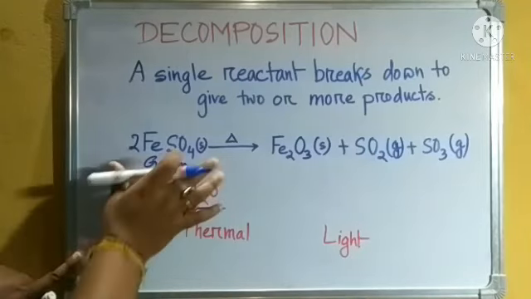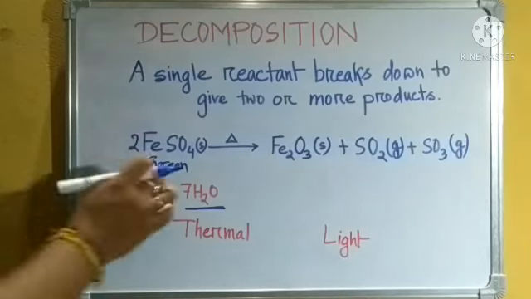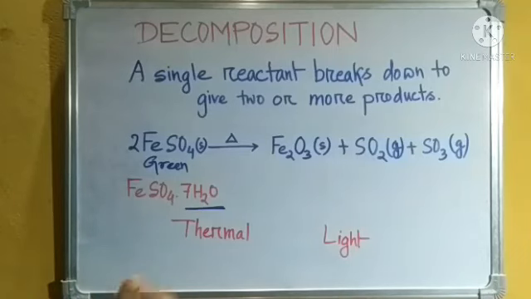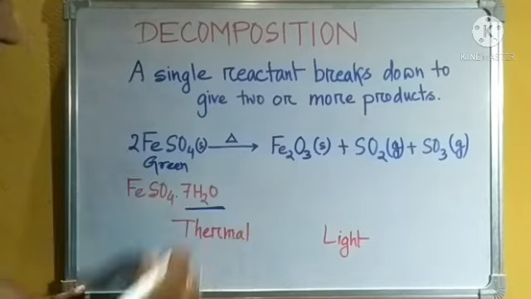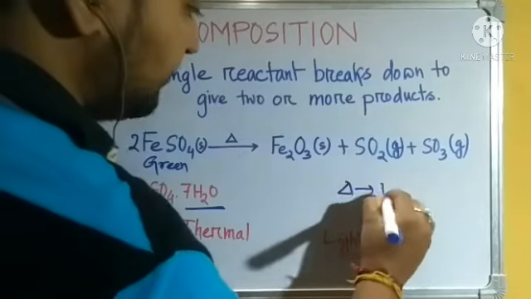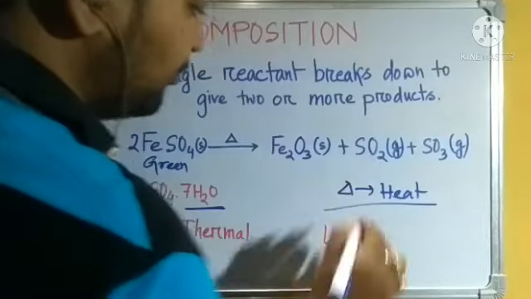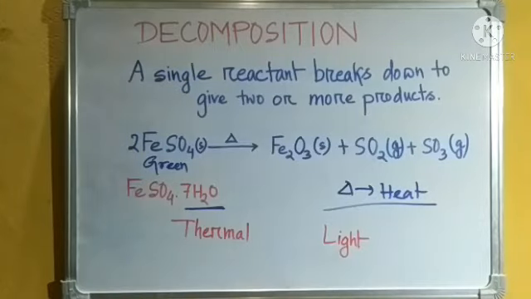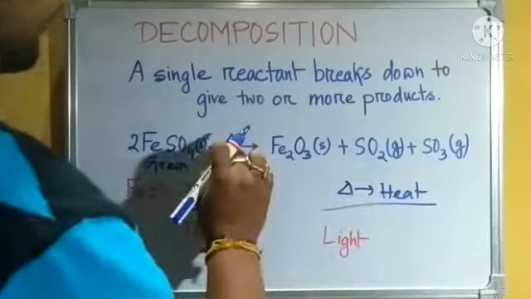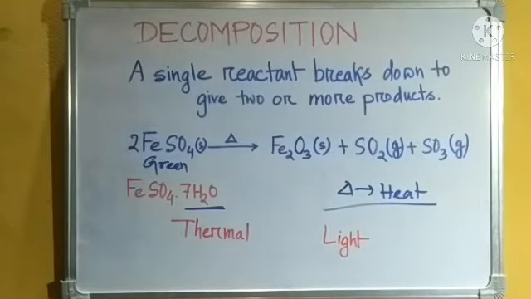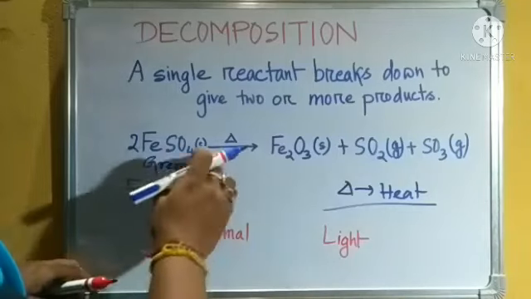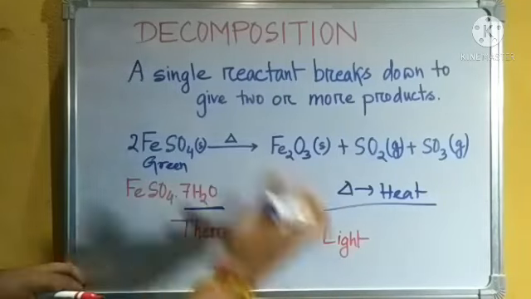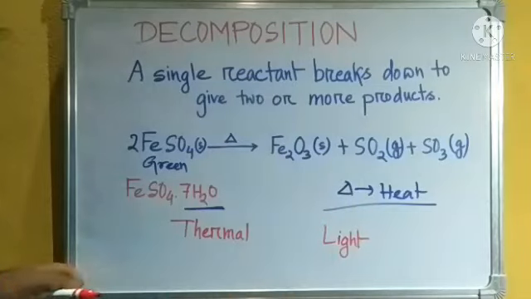The color of the salt ferrous sulfate is green, and when we heat it, this small triangle represents heat. In your book it is written as heat, but symbolically we can write this small triangle. Instead of writing four letters, HEAT, we just draw a small triangle over the arrow. Next, it will decompose, that is, break down to give more than one product.